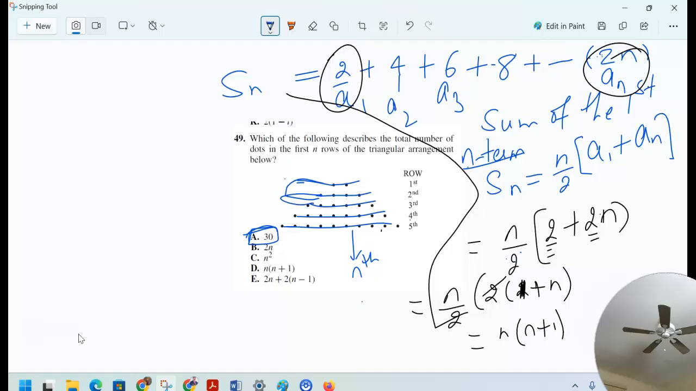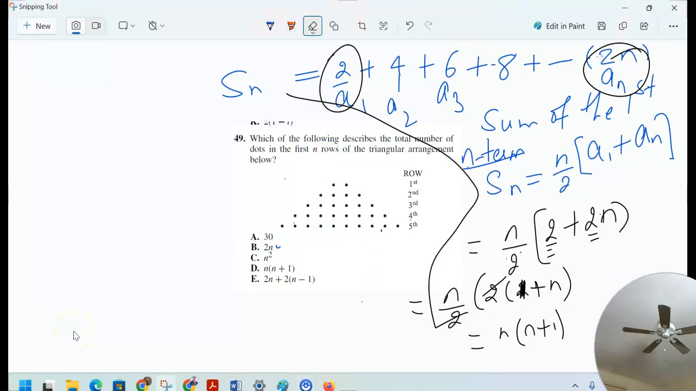6 plus 8 is 14. 14 plus 10 is 24. 24 plus 12. So that way, they did not tell us exactly how many rows. It's just the nth row. So this cannot be the answer. So the question is, can it be 2n?